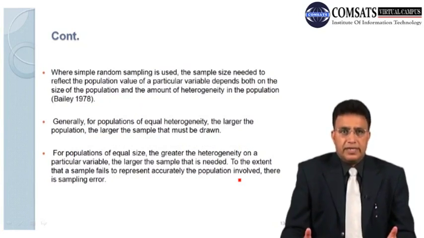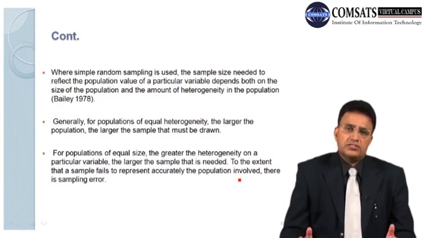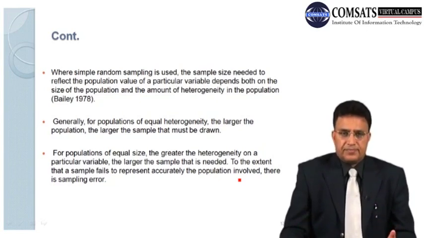So where simple random sampling is used, the sample size needed to reflect the population value of a particular variable depends both on the size of the population and the amount of heterogeneity or variety in the population. Generally, for populations of equal heterogeneity, the larger the population, the larger the sample that must be drawn. For populations of equal size, the greater the heterogeneity on a particular variable, the larger the sample that is needed. To the extent that a sample fails to represent accurately the population involved, there is a sampling error.